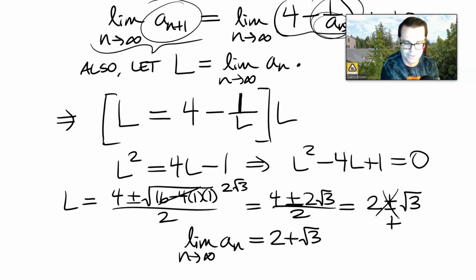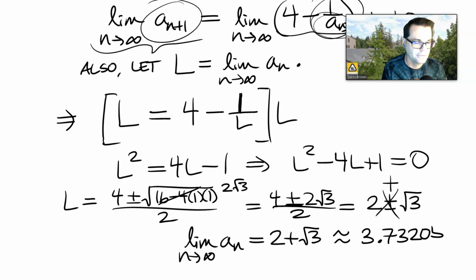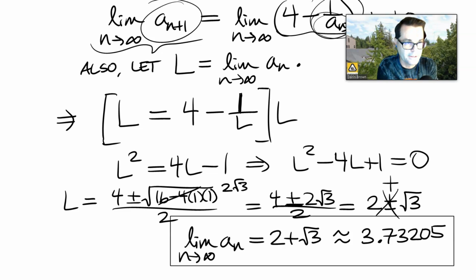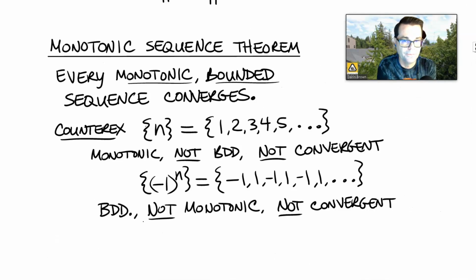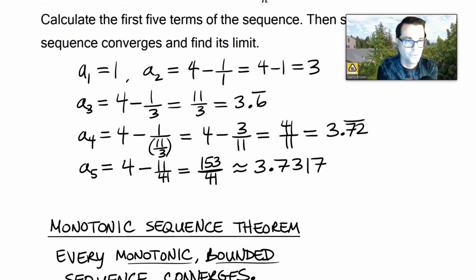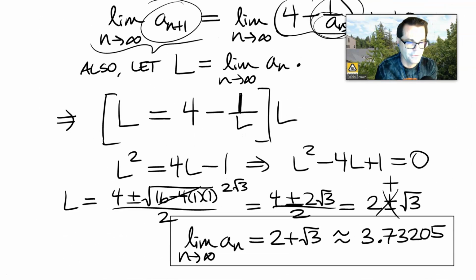And 2 plus square root 3 is approximately equal to 3.73205. So if we compare that to our first 5 terms, we calculated up to the 5th term. The 5th term was 153 over 41, which is about 3.7317. And the exact value of the limit is 2 plus square root 3, which should be a little bit bigger than that: 3.73205, which is slightly bigger.